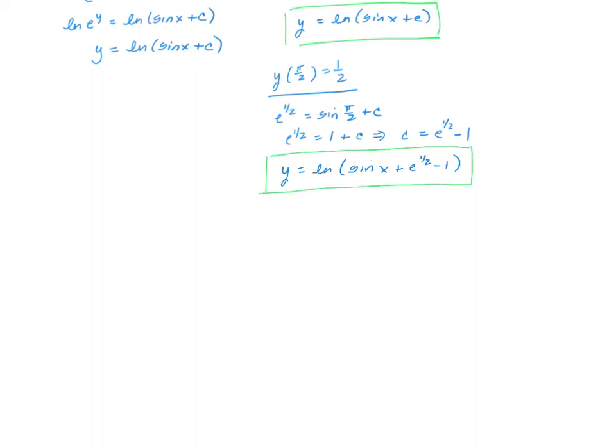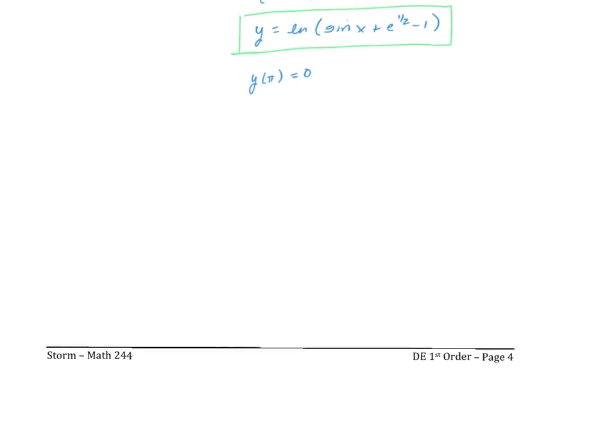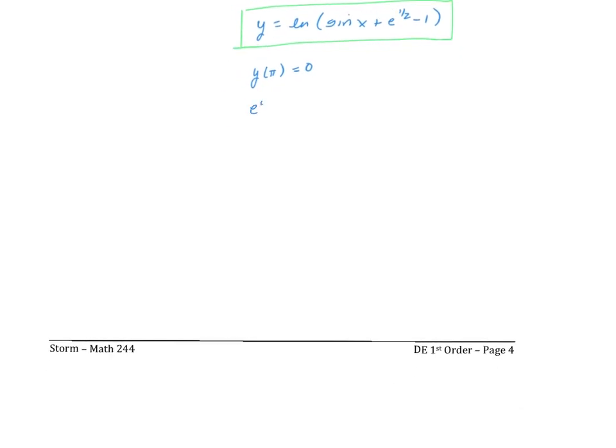And we also had another condition, y of pi equal to 0, which would be e to the 0 equal to sine of pi plus c. And that tells me that c is, e to the 0 is 1, sine of pi is 0, so c is equal to 1. And I have the solution y equal to natural log of sine of x plus 1. So you could have more than one initial condition.